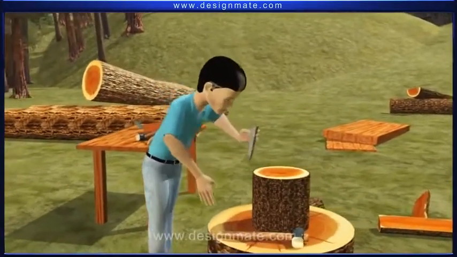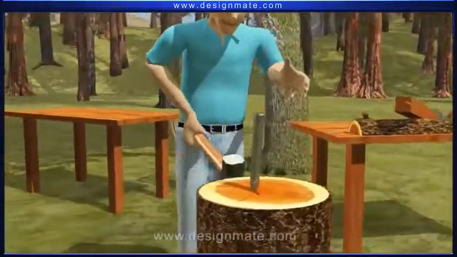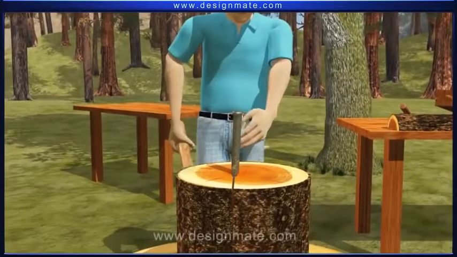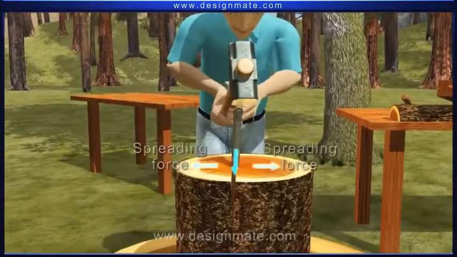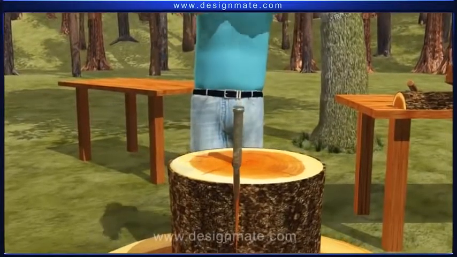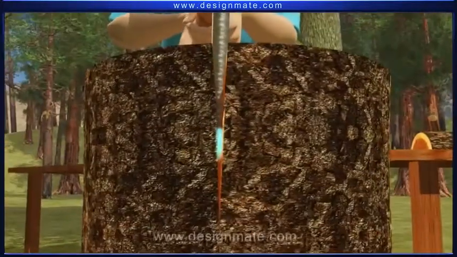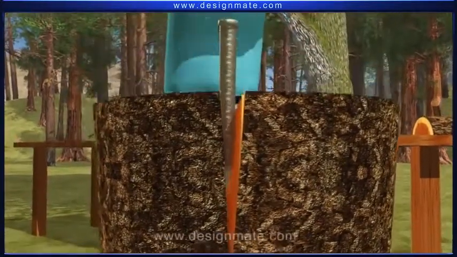With a knock of the hammer, Mr. Douglas has pushed the wedge into the log. Notice how the effort of pushing it in has caused a spreading force and split the log into two halves? This happens because the force of the hammer pounding on the flat end of the wedge drives the sharp end of the wedge deeper and deeper into the wood.